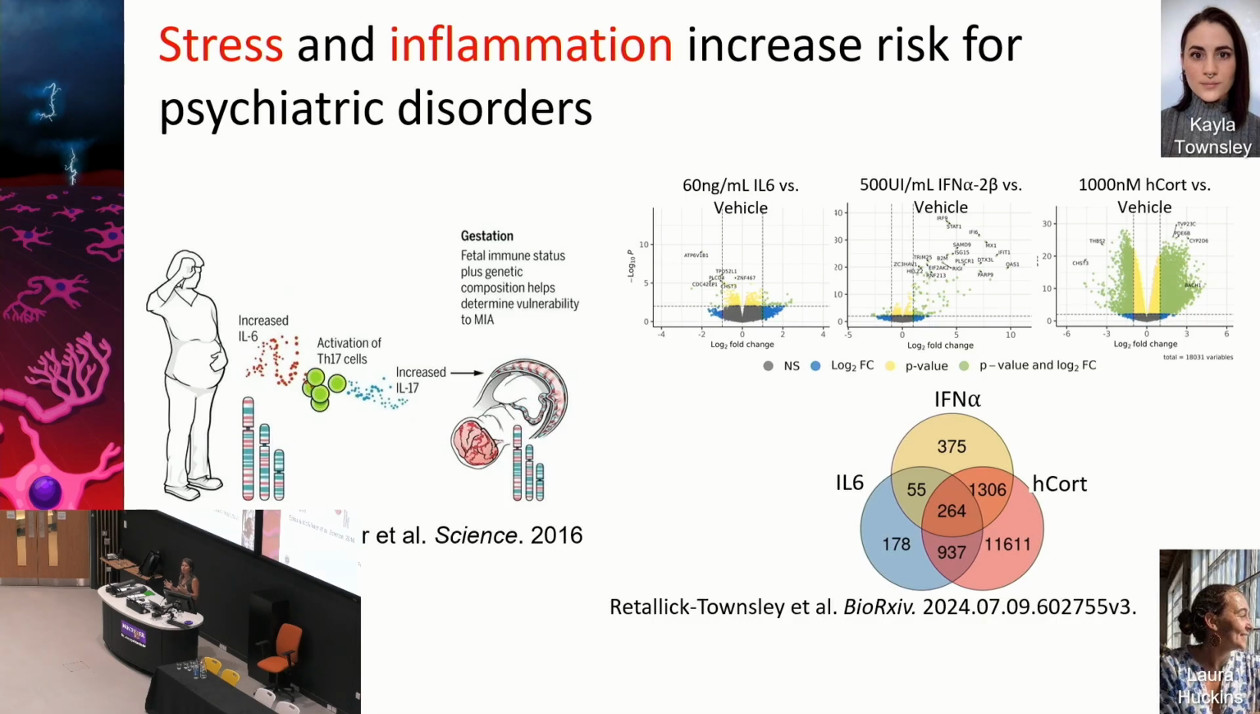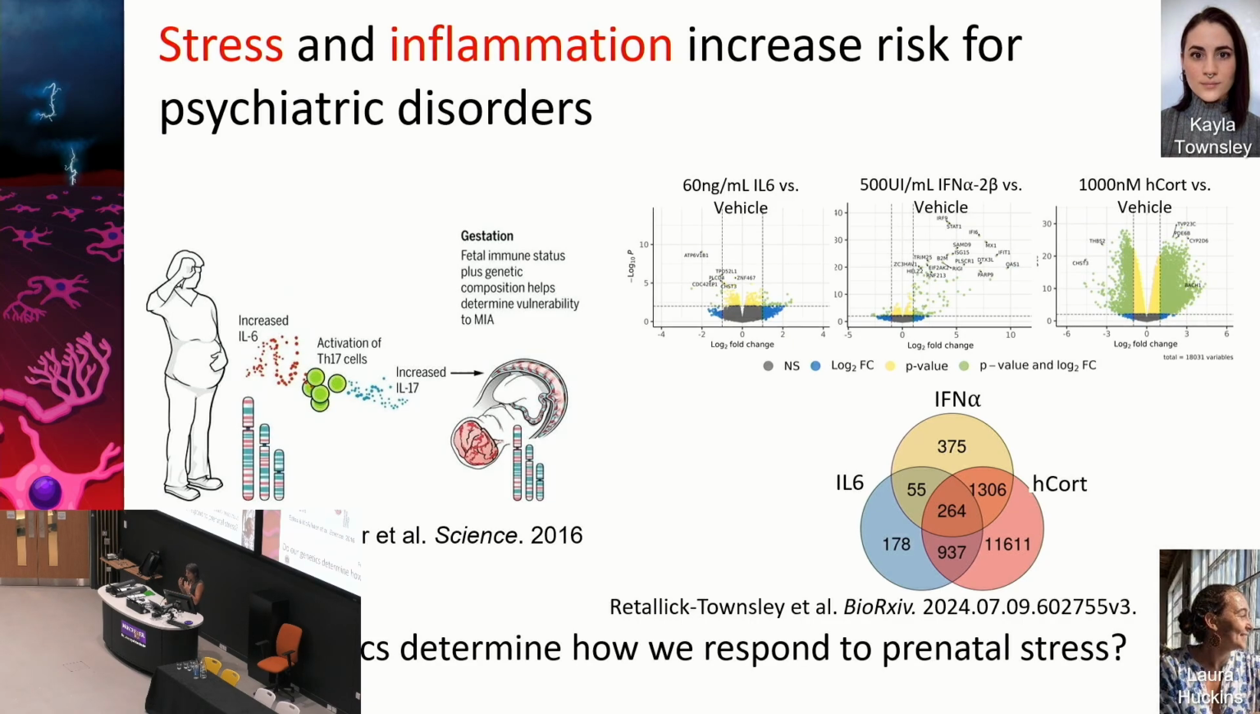The first thing that I want to point out is that the neurons responded differently to each of these stressors. It's not that neurons had 2 states, resting and reactive. We saw distinct genes being up and down regulated across each of these cues. And so the question here is very similar. Do our genetics predict how we respond to prenatal stress?